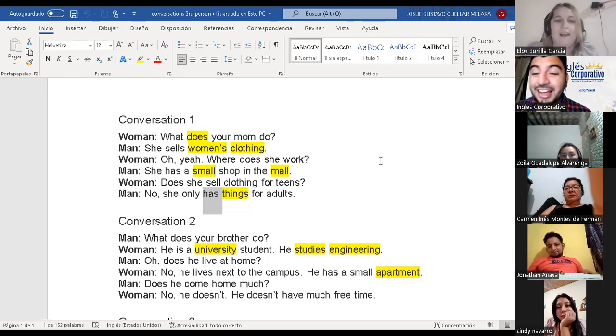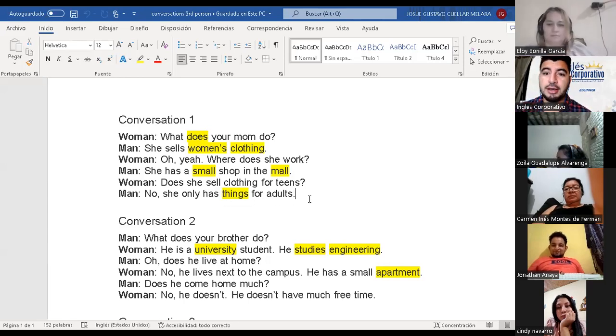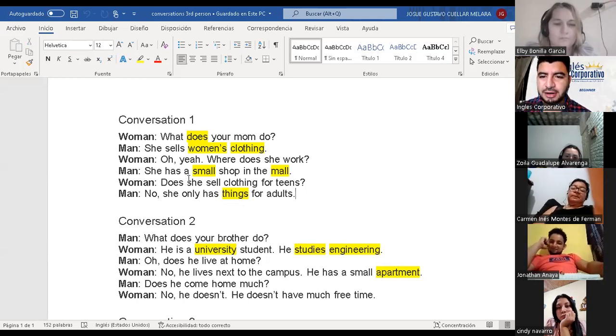¿Cómo es? Yes. Tiene para she, para he, para I. Yes. Perfect. It's for third person. Porque have es para yo, ¿verdad? I have a dog. Tengo un perro. You have a house. Tú tienes una casa. Pero has es lo de las terceras personas, ¿verdad? No. She only has things for adults. No, ella solo tiene cosas para adultos. ¿Ok? Entonces, es ropa para mujeres adultas, ¿verdad? De eso se refiere.